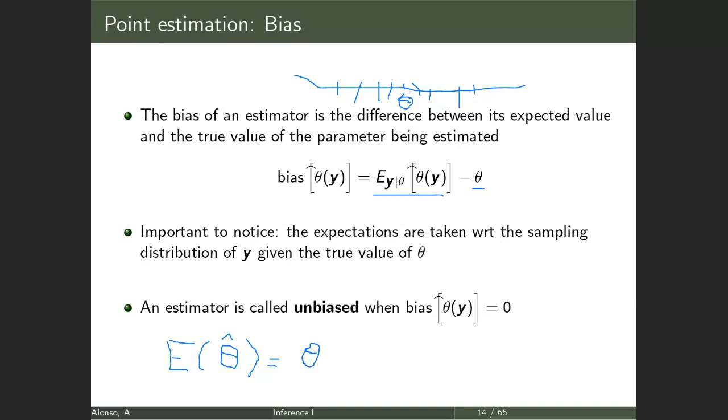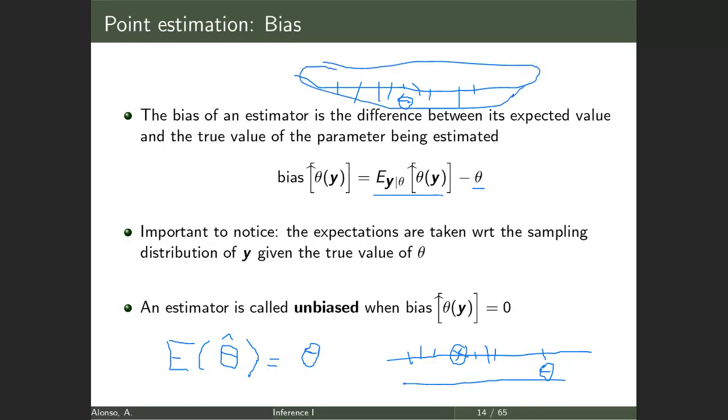A biased estimator doesn't follow this property. So with a biased estimator, you may have the true value over here, and if you repeat the experiment again and again and again, your estimator may be moving around something else, like here. So your estimator may be getting values that move around some other value, not the true value. That would be a biased estimator, as opposed to an unbiased estimator.